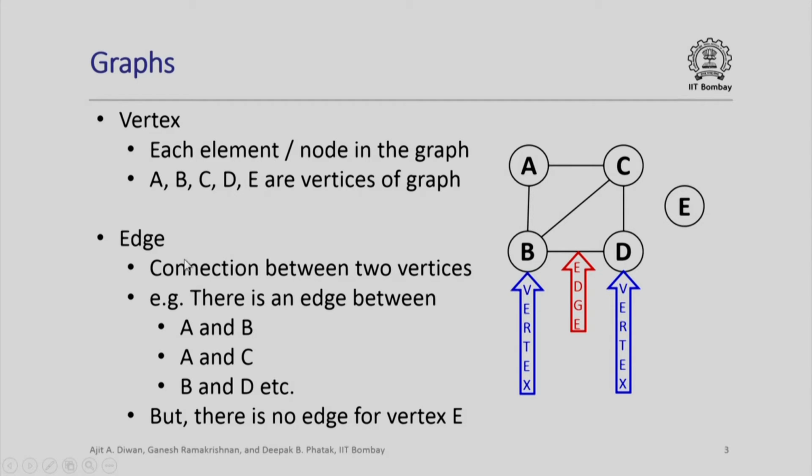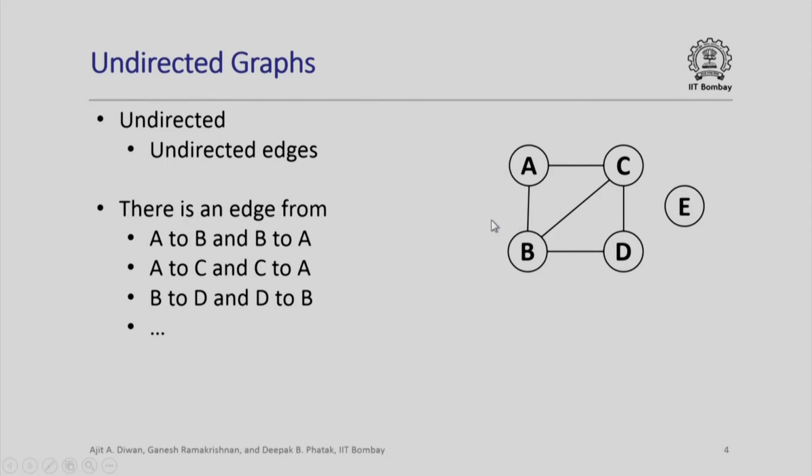An edge is the connection between two vertices. You will note in this particular illustration, there is an edge between A and B, there is an edge between A and C, there is an edge between B and D, but there is no edge from vertex E. So, these are examples of edges and these are examples of vertices. Vertices and edges together constitute a graph.